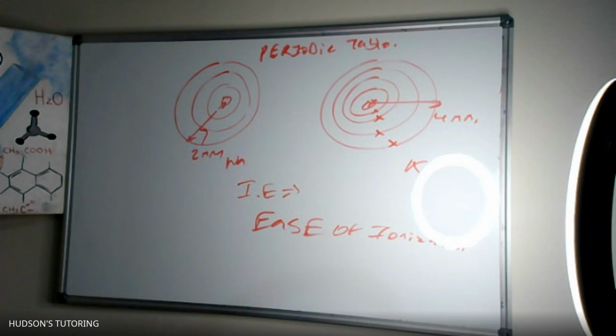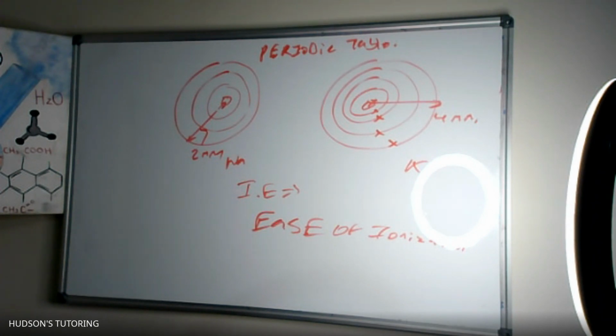So ionization energy decreases going down the group because ionization energy is the amount of energy needed to remove electrons from the outer shell. But the ease of ionization increases, meaning that it is easier to form ions going down a group. We're all good, right? All right, excellent. And so that is it for groups.